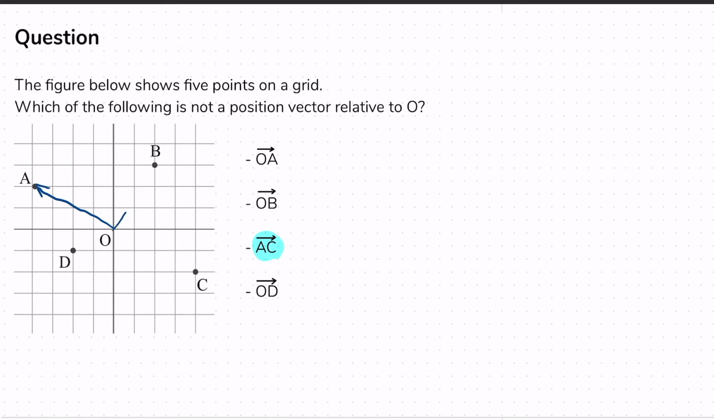OB, well, this is relative to O as well. AC, right, what's that doing? Well, that's going from A, it goes through O, the origin, but it is not relative to O. That's just happenstance, right? Whereas OD, well, that is with respect to O. So just because it passes through the origin doesn't mean it is a position vector relative to O. What matters is the way we write it.